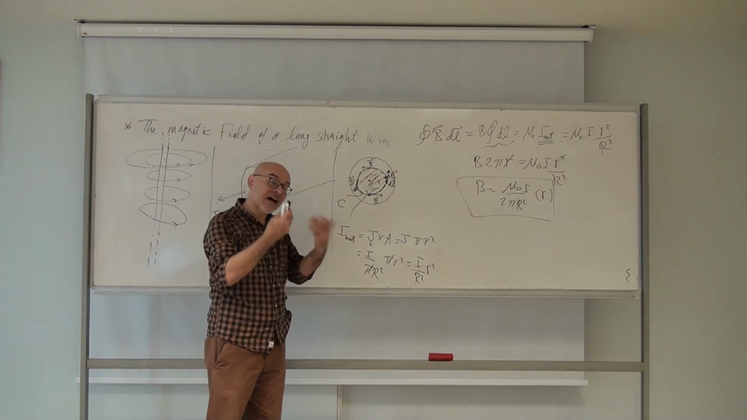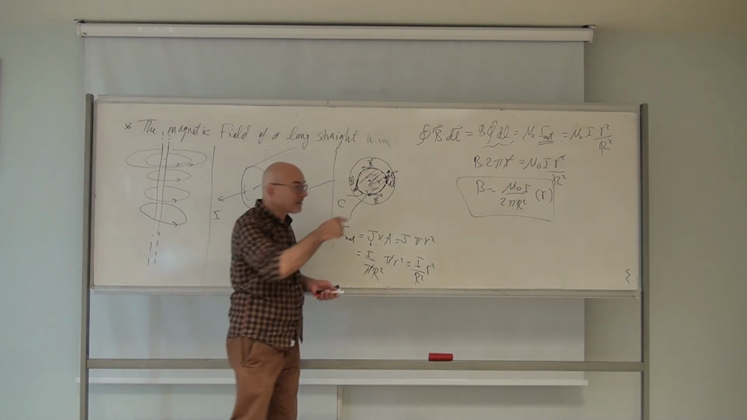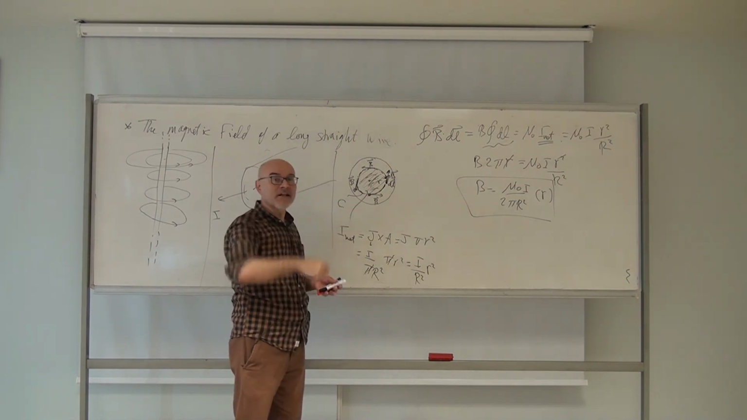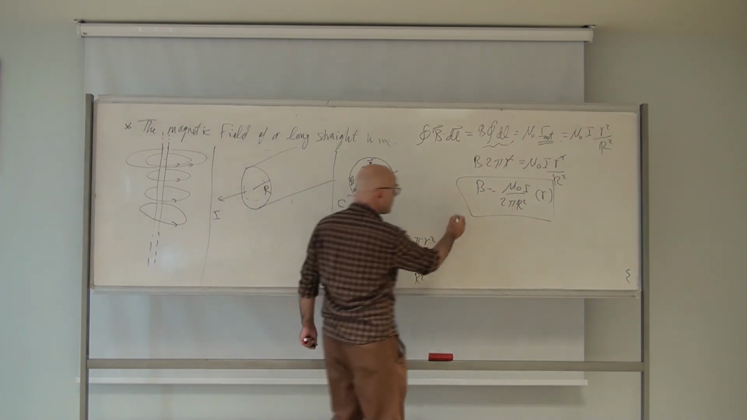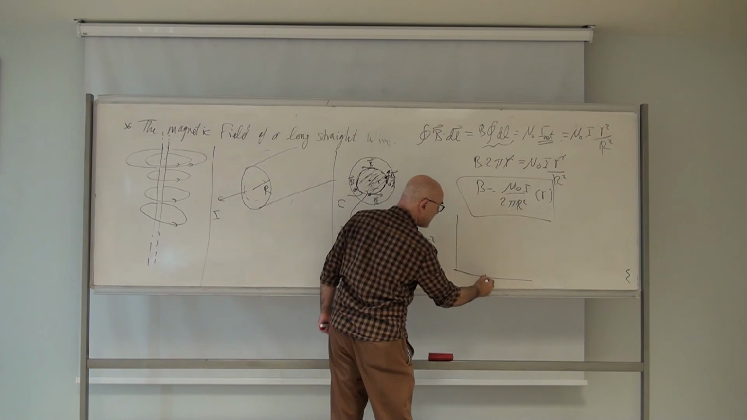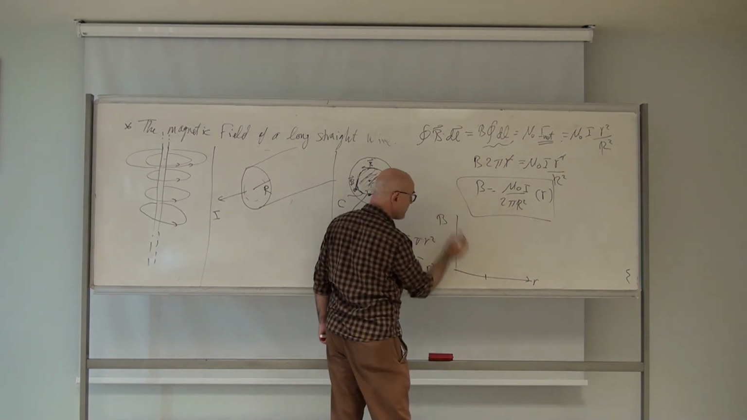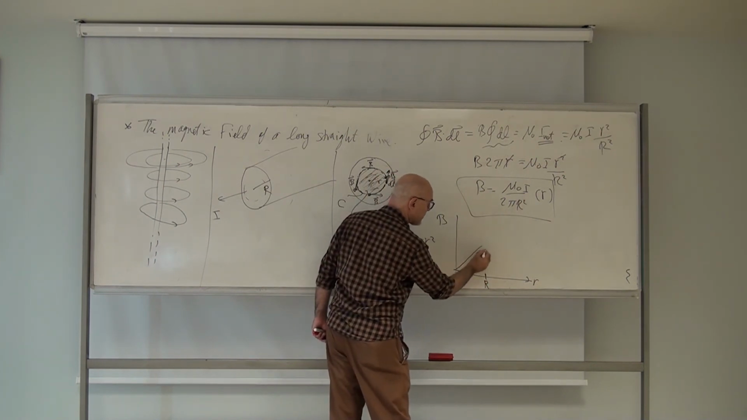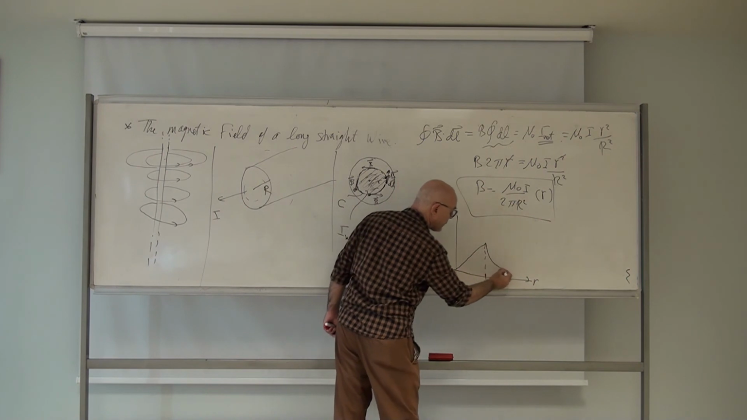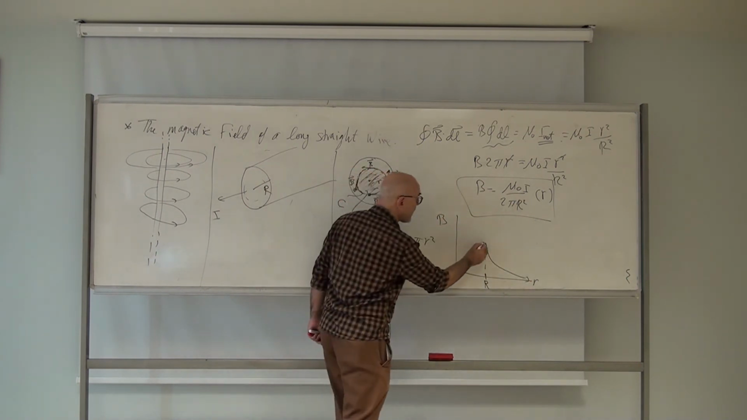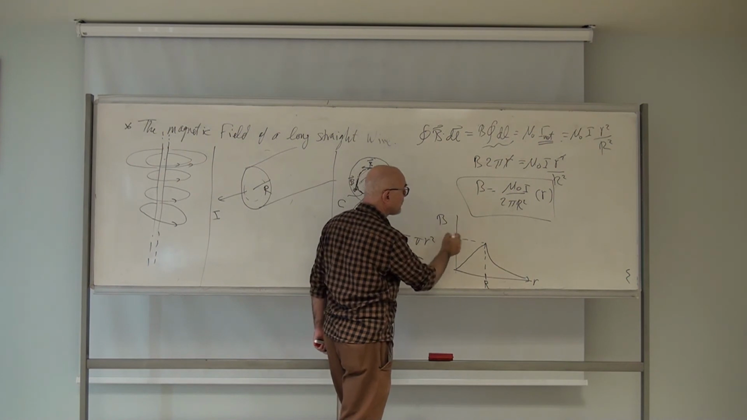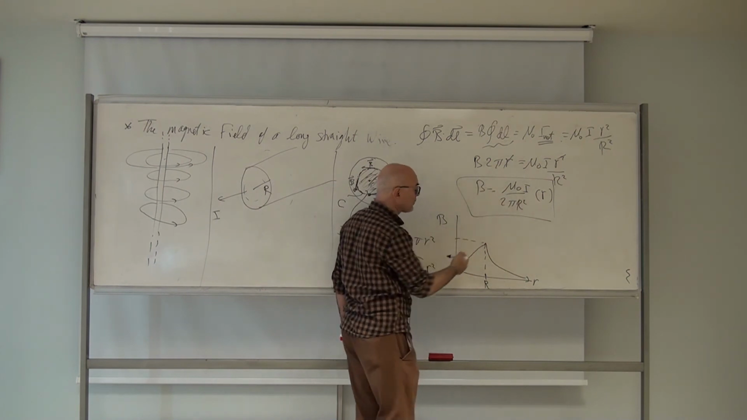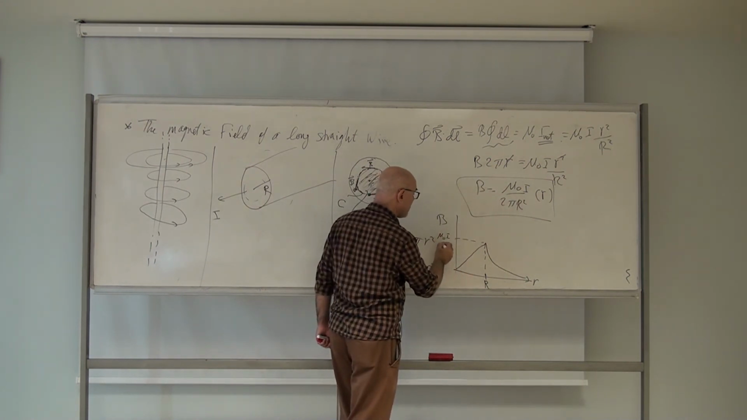Whereas the magnetic field outside the wire, you remember what it was? It was mu naught I over 2 pi r, so it was falling off inversely with r. So if you plot it, with r on this axis and B on this axis, and this is just the radius of the wire, then it increases until this point here, and then it decreases. The value here, which is the value of the magnetic field at the surface, is mu naught I over 2 pi R.